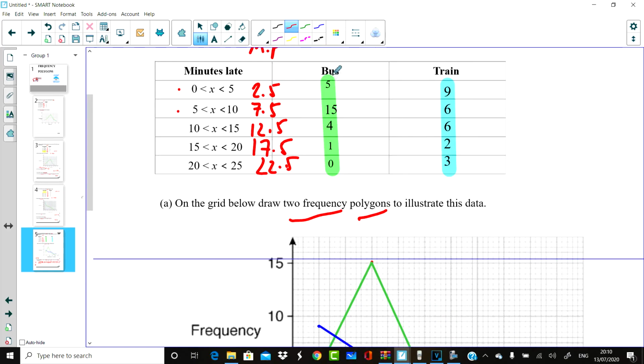So if we look back at the table, we can see over here, this is quite unique. In between 20 and 25 minutes, 0 buses were late, but 3 trains were late. So we can make a comment on that. We can say exactly that: in between 20 and 25 minutes, 0 buses were late, whereas 3 trains were late.